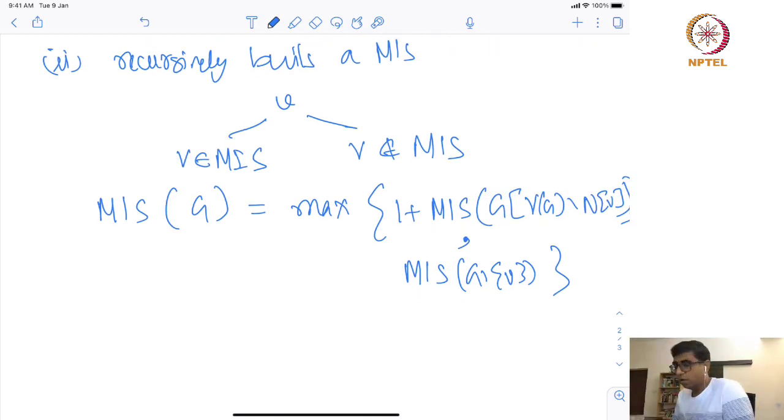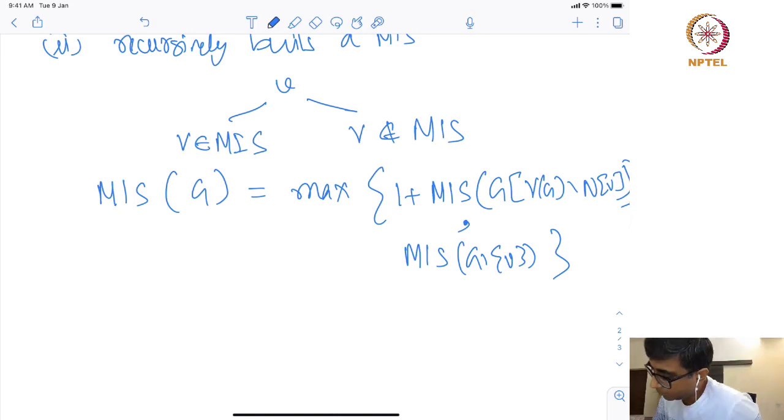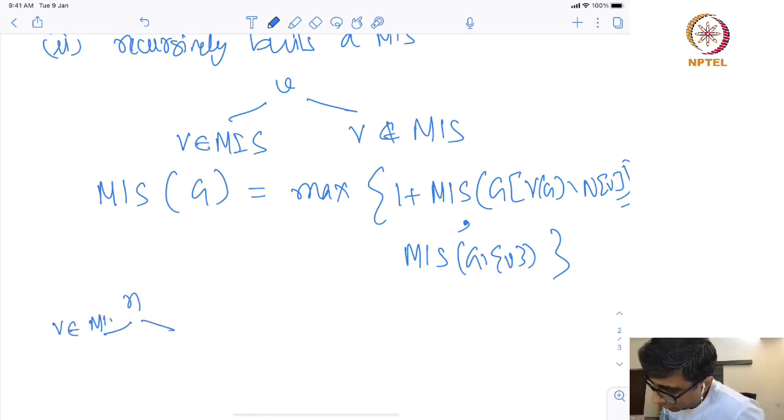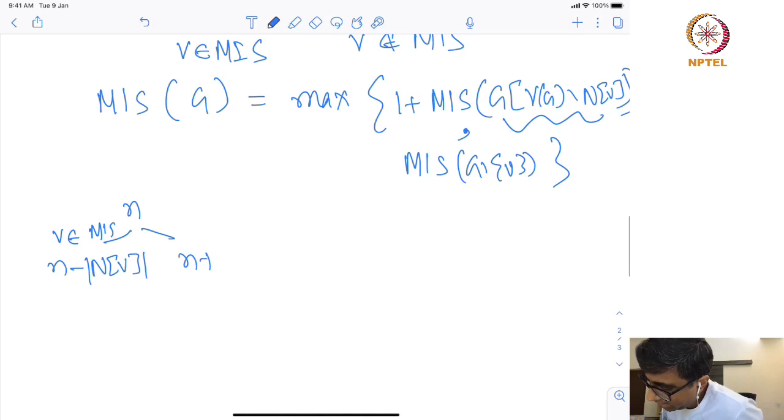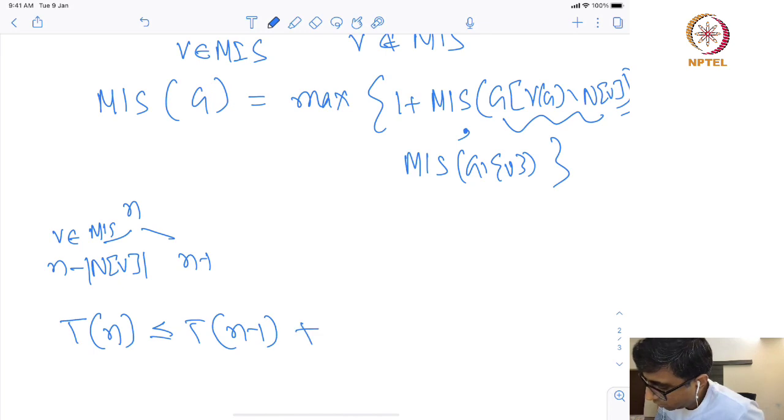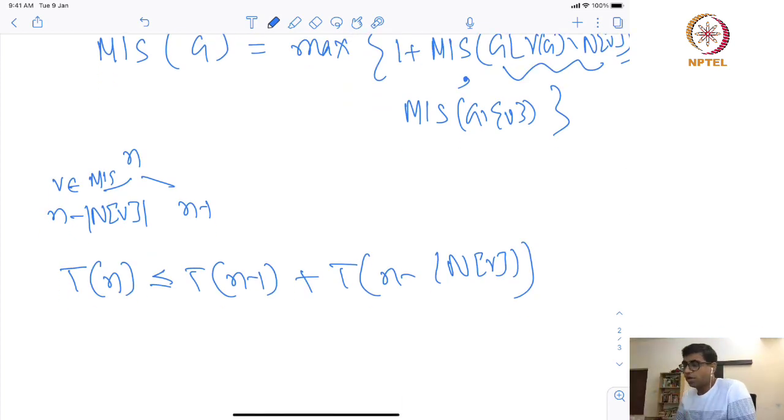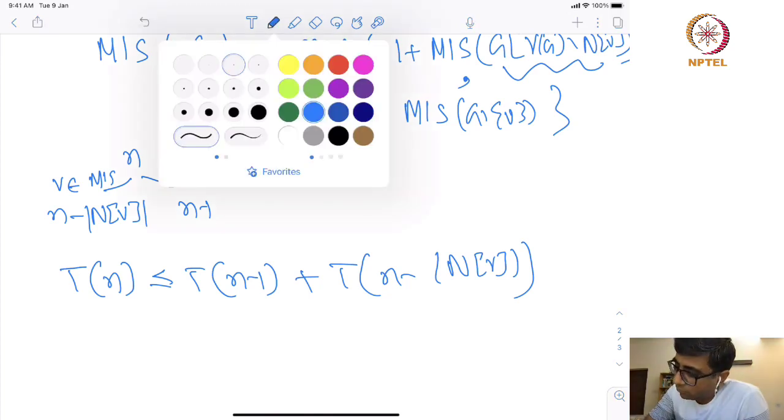Now notice that there are two branches. When V is in the maximum independent set, the size of the remaining graph is n minus the closed neighborhood of V, and on the other side it is n minus 1. So the recurrence running time is governed by T of n equals T of n minus 1 plus T of n minus the neighborhood of V. Now if we want to get as good a running time, we want to select V carefully.